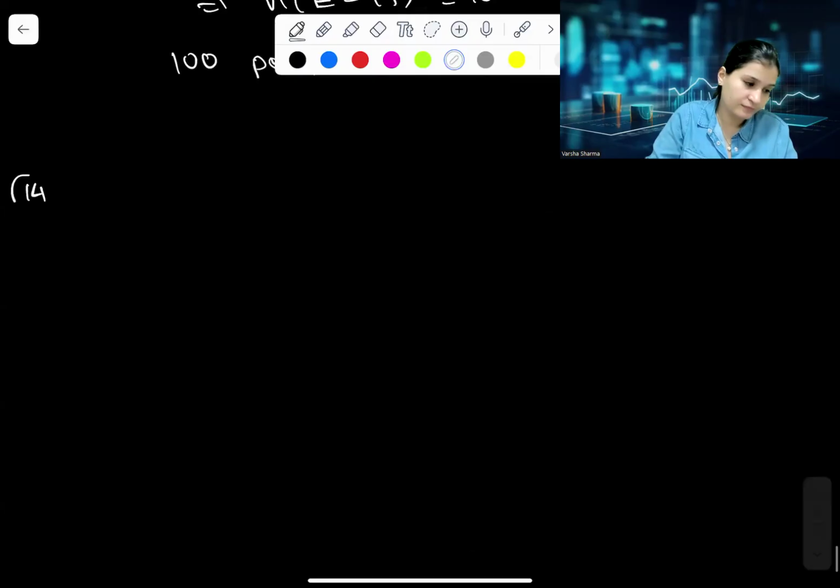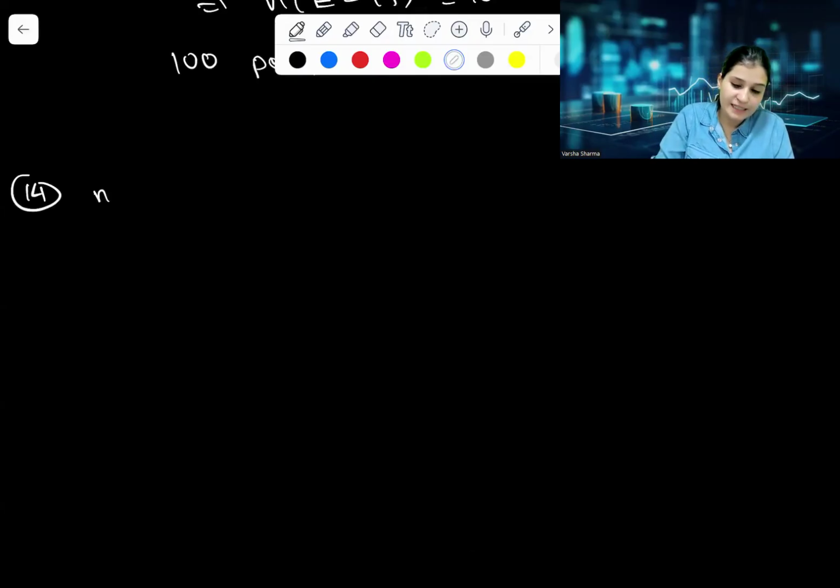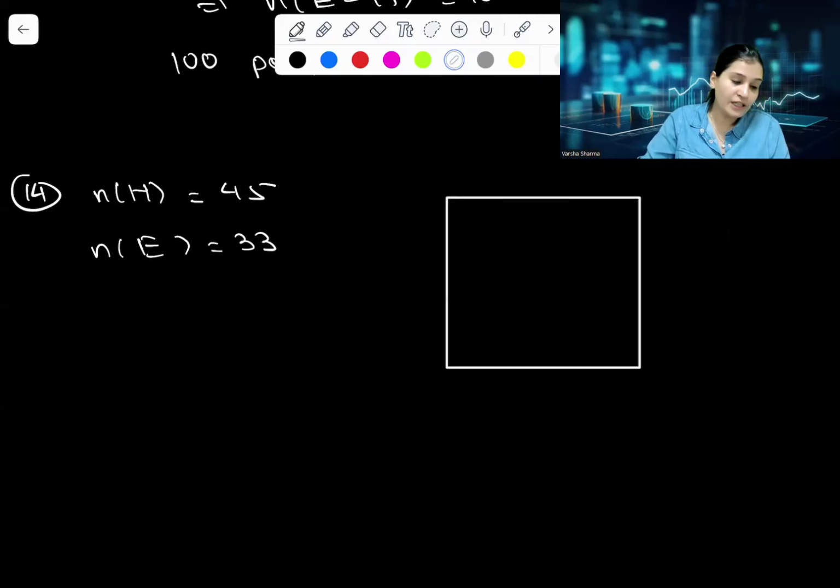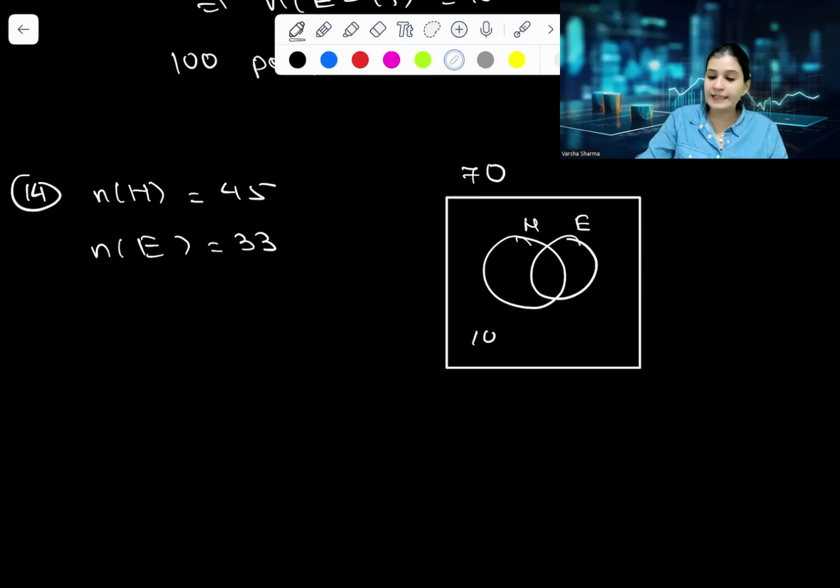14. In a group of 70 people, 45 speak Hindi. Let H be the set, 45. English, E, is 33. 10 speak neither. So if there are a total of 70 people and these two are the Hindi and English circles, 10 lies outside, in none of the sets.